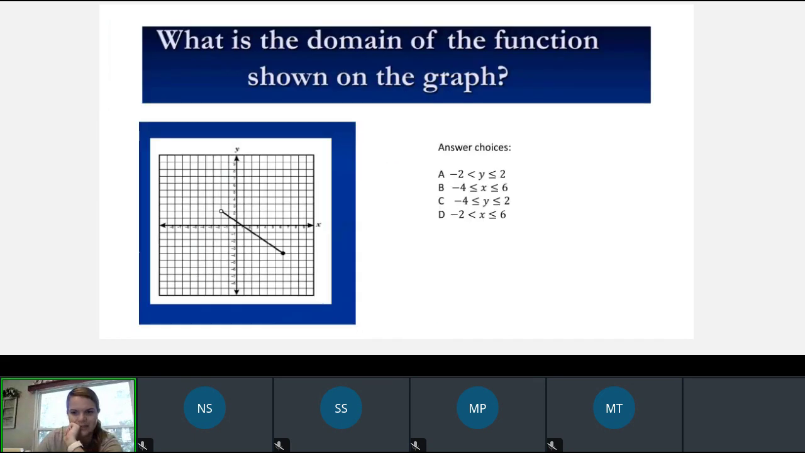All right, so let's try this one. What is the domain of the function? So just by reading this question, I can eliminate 2 of my answer choices. Which 2 answer choices could I eliminate and why?